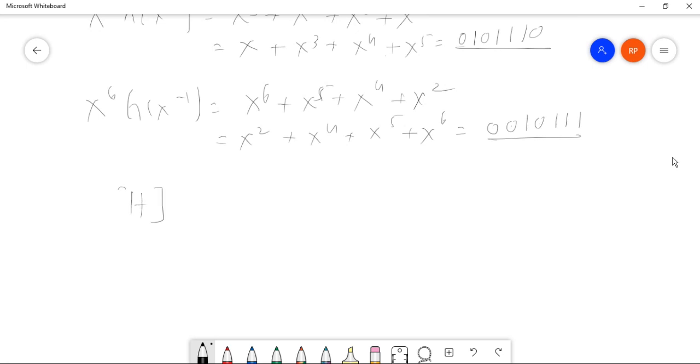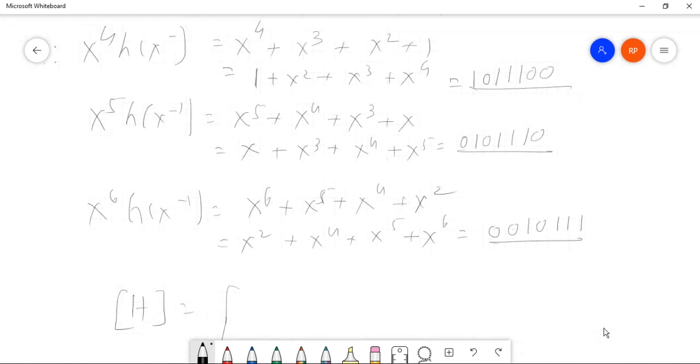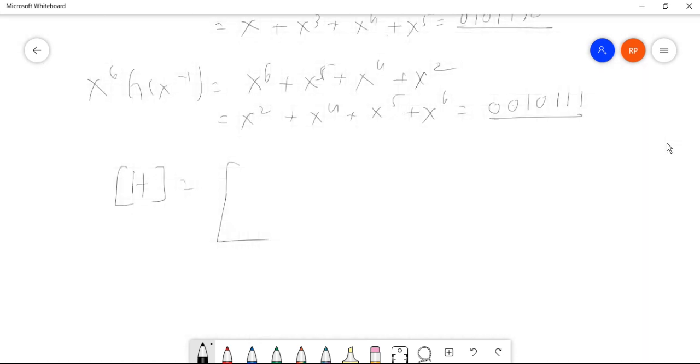So what can I write as the H matrix? H matrix is equal to: the first row is 1 0 1 1 1 0 0. The second row will be 0 1 0 1 1 1 0.